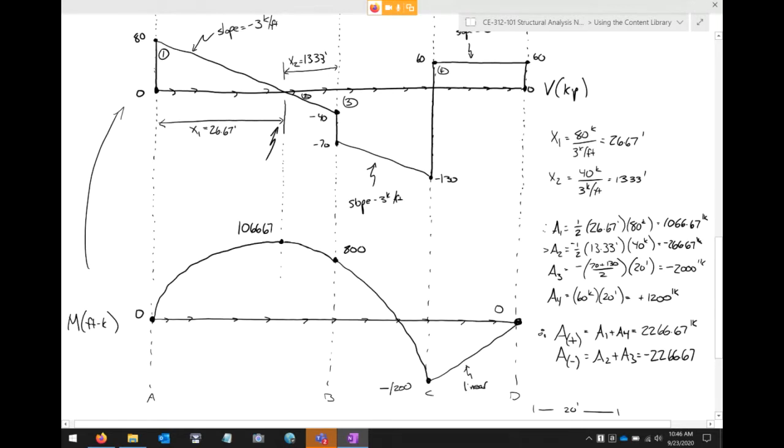So that's a line. And that's your moment diagram. So here's your shear diagram, and that's your moment diagram.